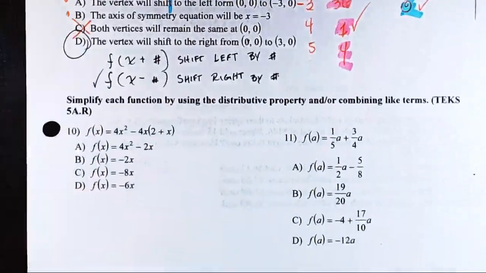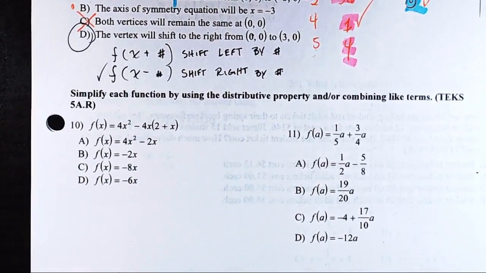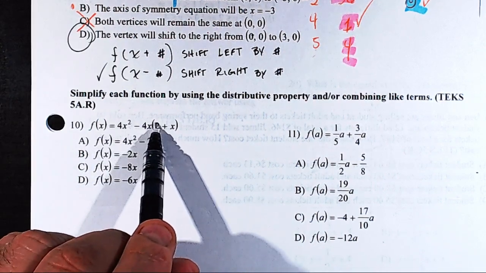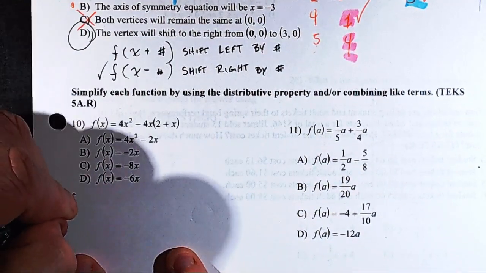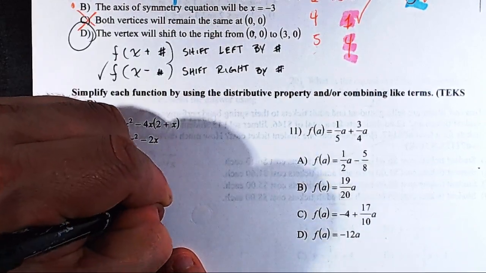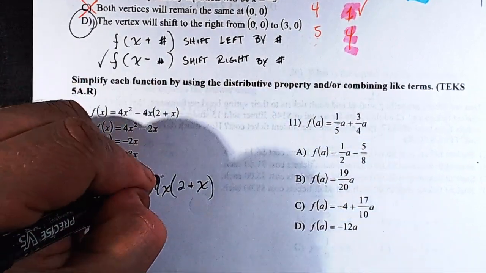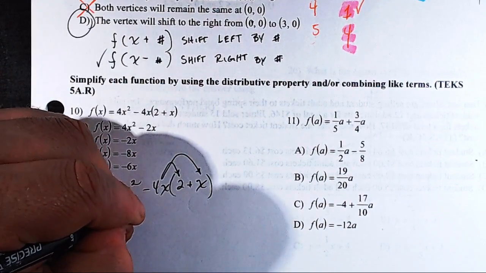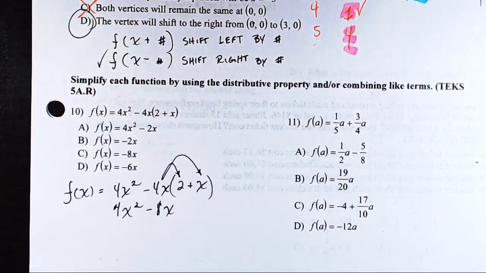Number 10. Simplify each function using the distributive property and or combining like terms. Okay, f of x equals 4x squared minus 4x, open paren, 2 plus x. Well, what it wants us to do, we'll rewrite it. F of x equals 4x squared minus 4x, 2 plus x. Okay, so I'm going to distribute there. So I've got 4x squared minus 4 times 2 is 8, 8x.